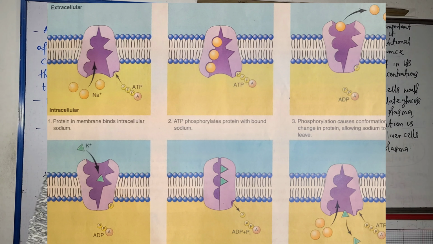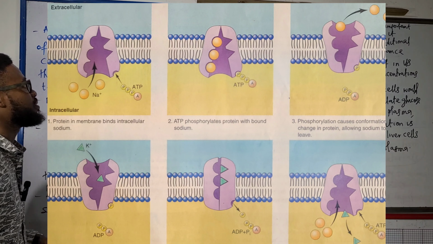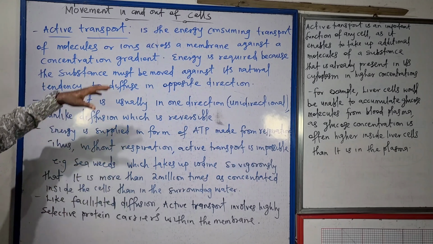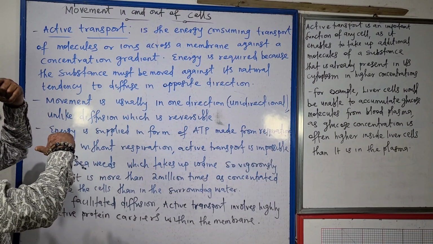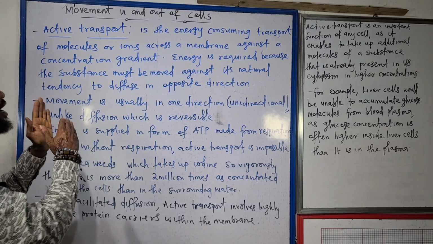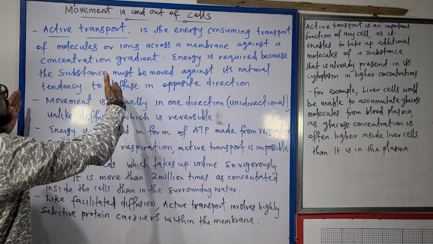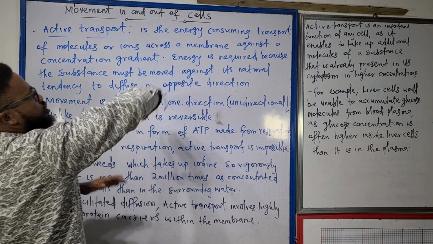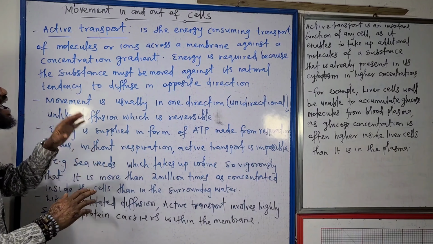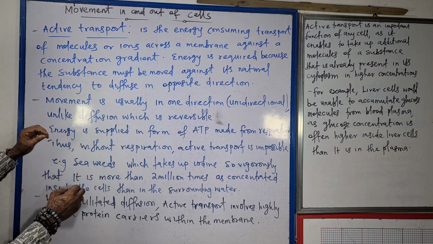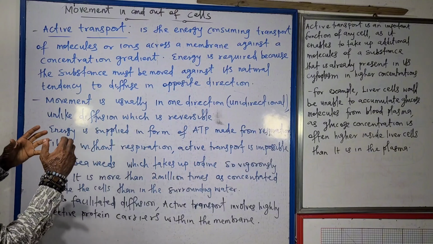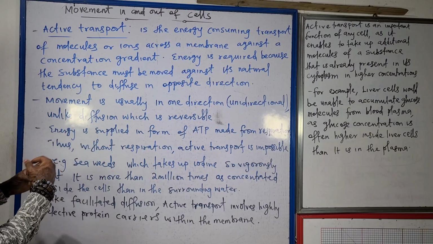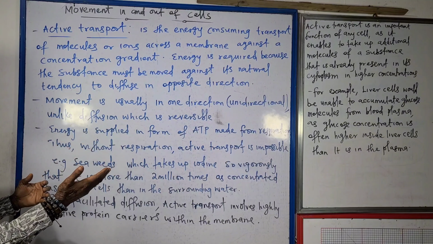When you talk about active transport, that's just one case out of so many. Active transport is the energy consuming transport of molecules or ions across a membrane against a concentration gradient, that's uphill, from a region of lower concentration to a region of higher concentration. Energy is required because the substance must be moved against its natural tendency to diffuse in the opposite direction.